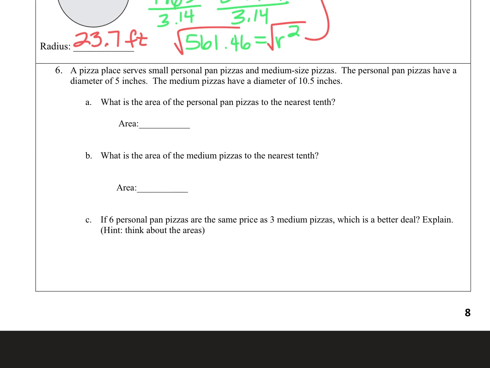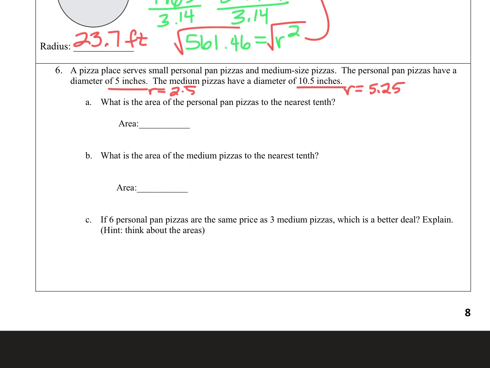All right, here we've got a pizza place that serves small personal pan pizzas and medium. The personal pizzas have a diameter of 5 inches, which means my radius is 2.5. The medium have a diameter of 10.5 inches. 10.5 divided by 2 is 5.25, so that has a radius of 5.25. So now we've got the dimensions we need.